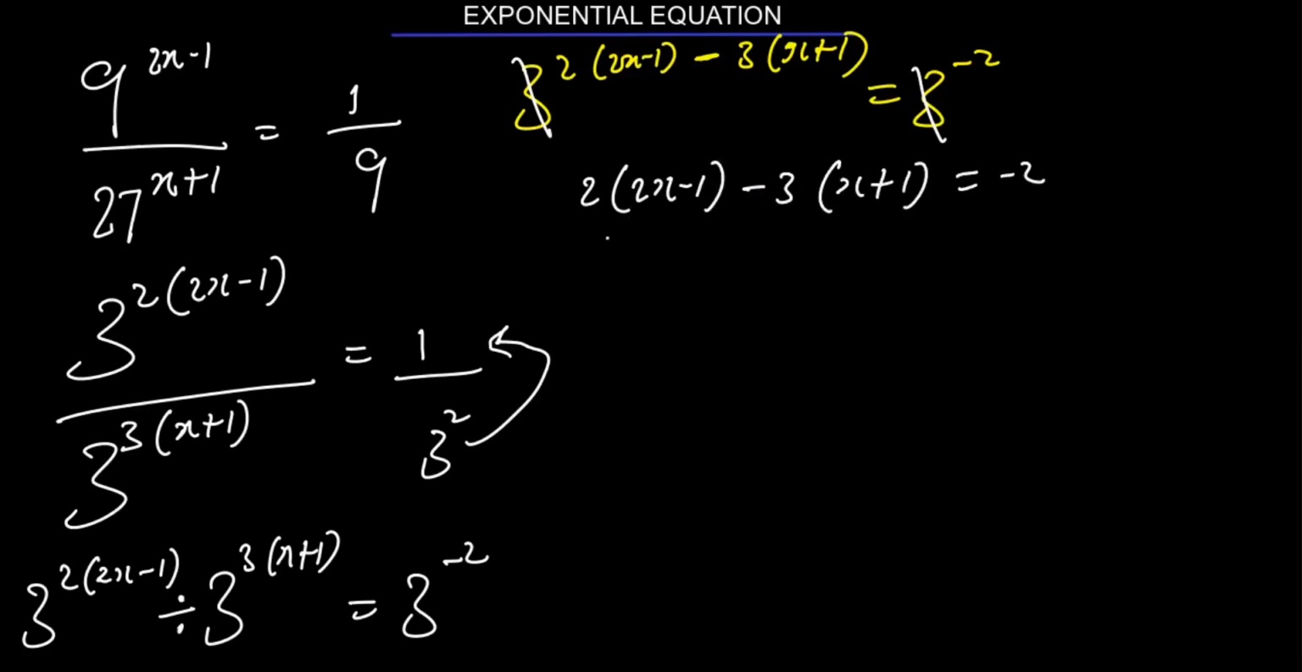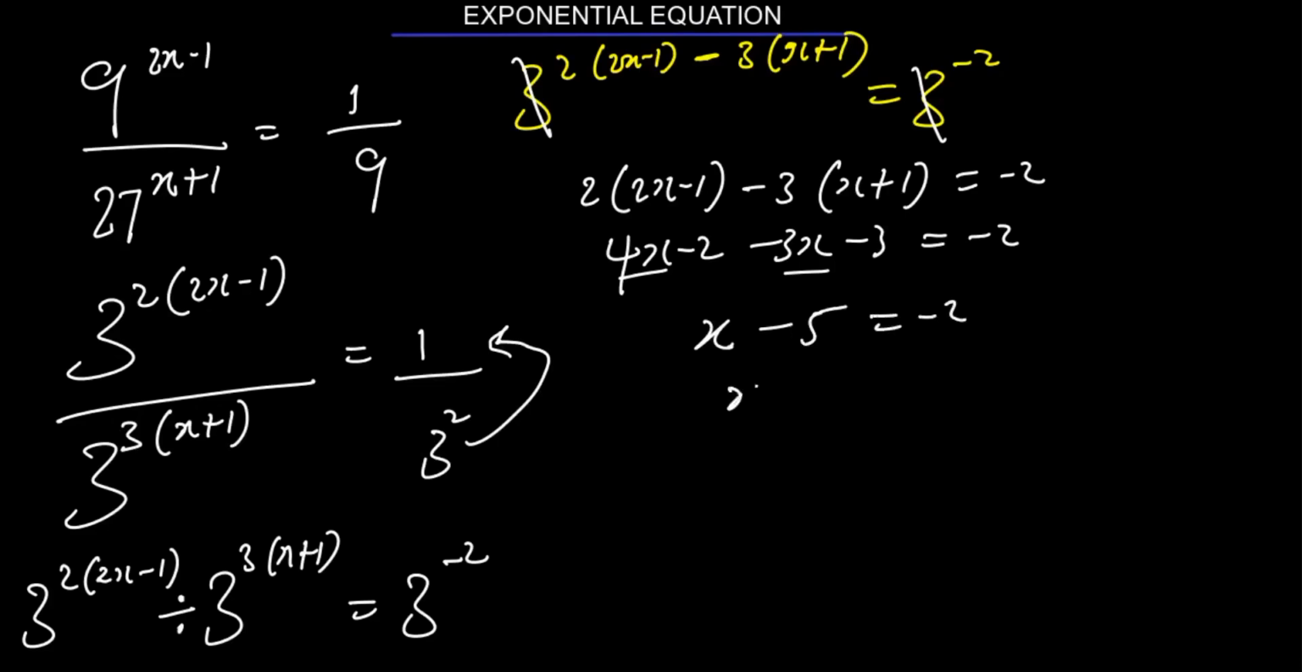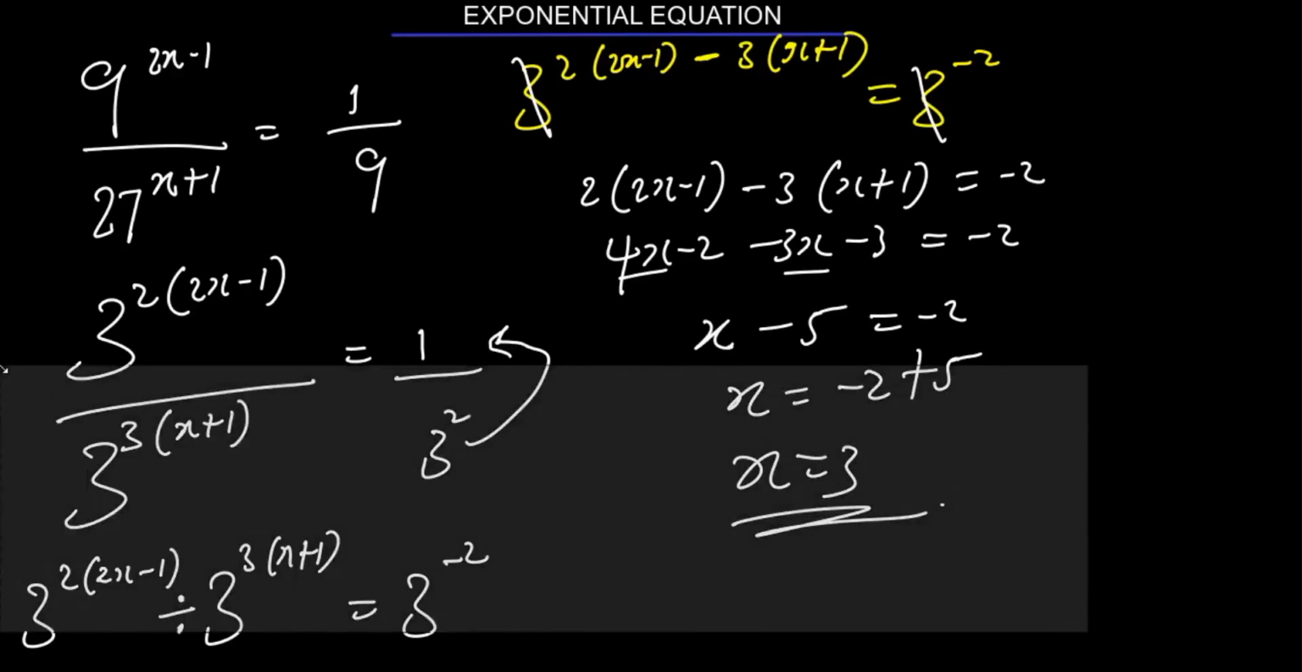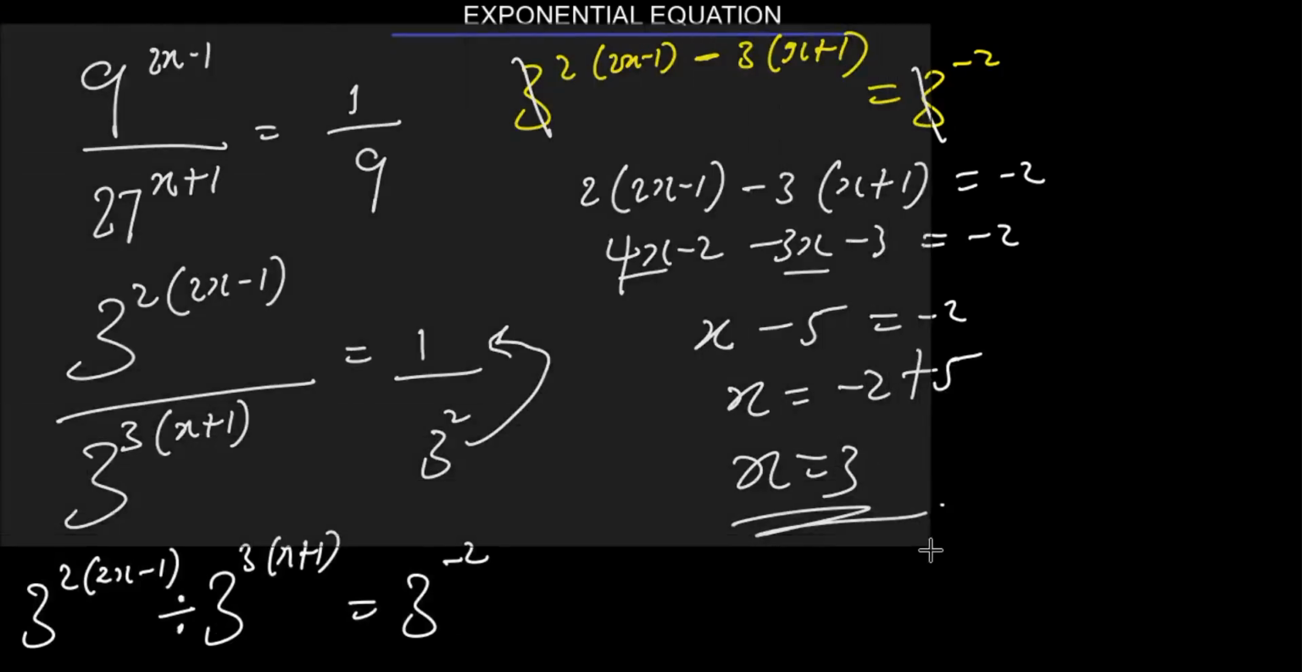Open this bracket. So I'll have 4x minus 2 minus 3x minus 3 equals minus 2. 4x minus 3x will give me x. Minus 2 minus 3 will give me minus 5, so x minus 5 equals minus 2. When minus 5 goes across, it becomes plus 5. Then x equals 3. That's the answer to that question. x equals 3.